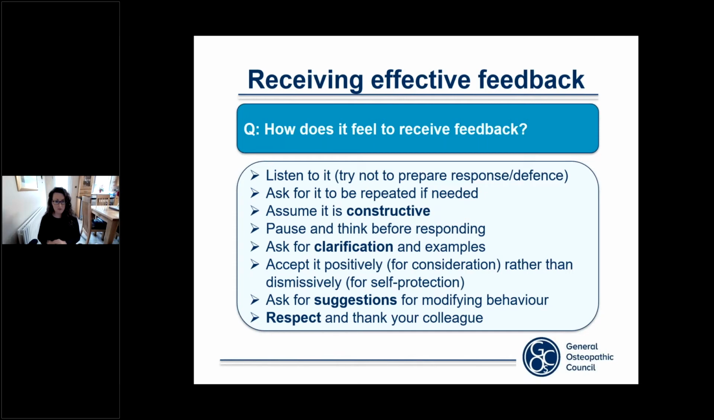Ask for it to be repeated if needed. Sometimes it can be a bit overwhelming. It's fine to say, whoa, whoa, whoa, what did you say there? What did you mean? Come from the viewpoint that it's constructive. Everything is a learning opportunity.